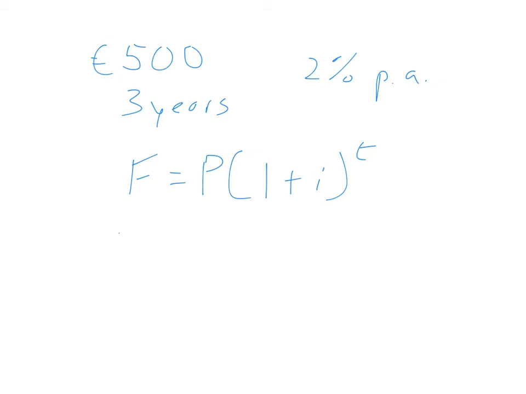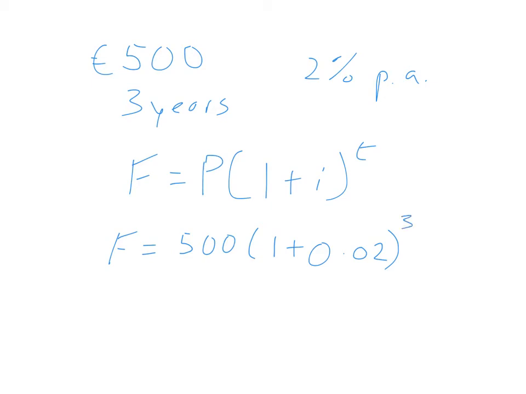Now we start filling this in. So we don't know the final value, so we'll leave that as F. P, the principal that's invested, is 500 euro. That's how much money we start off with. 1 stays the same. I, the interest rate, we have to put as a decimal. Remember we said that the biggest mistake you can make, or the most common, is not putting the interest in as a decimal. So we put in 0.02 instead of just writing in 2 here. And then our T, time, is going to be 3.